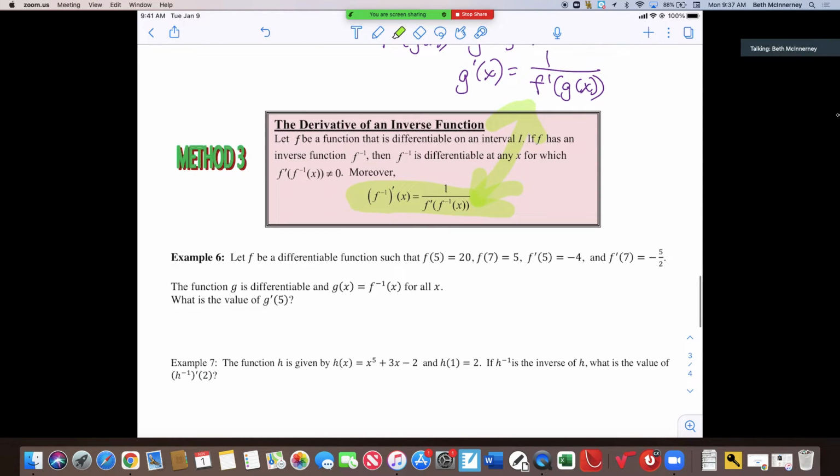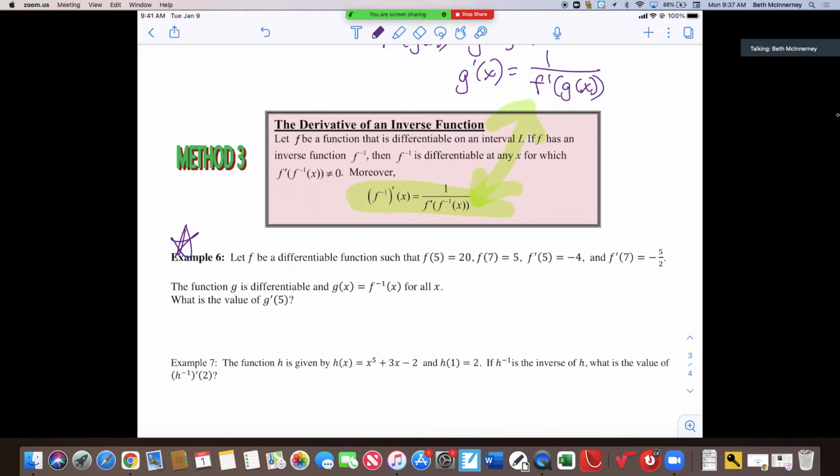Now what they're going to do is very likely in the next part. This is where they're going to get you, so you have to do it this way. You can't use method 1 or method 2. They're going to force you into this method 3. So let's look at example 6.